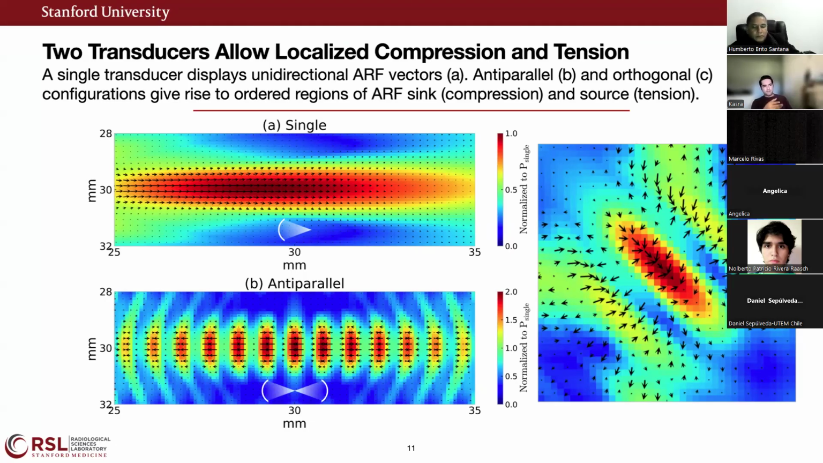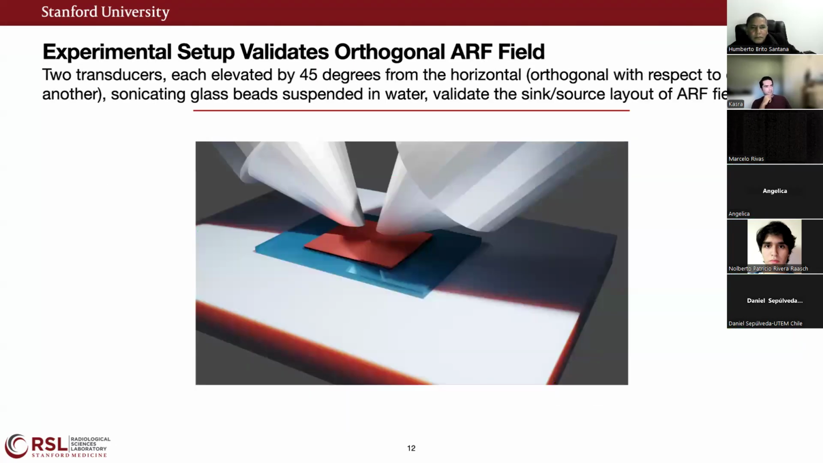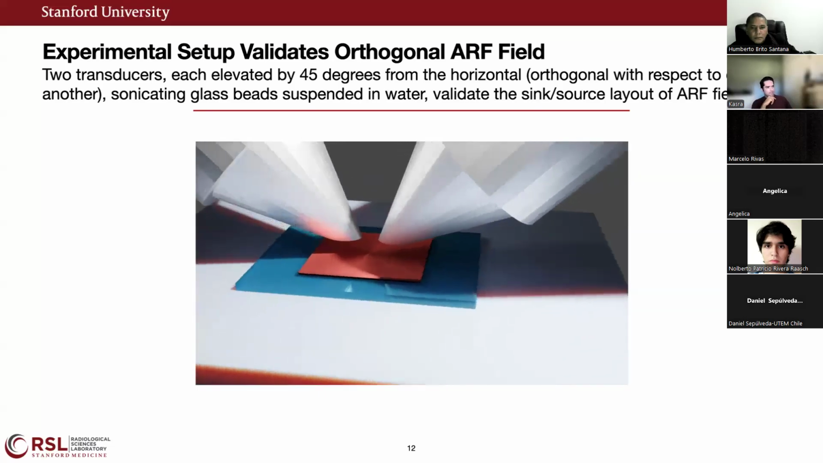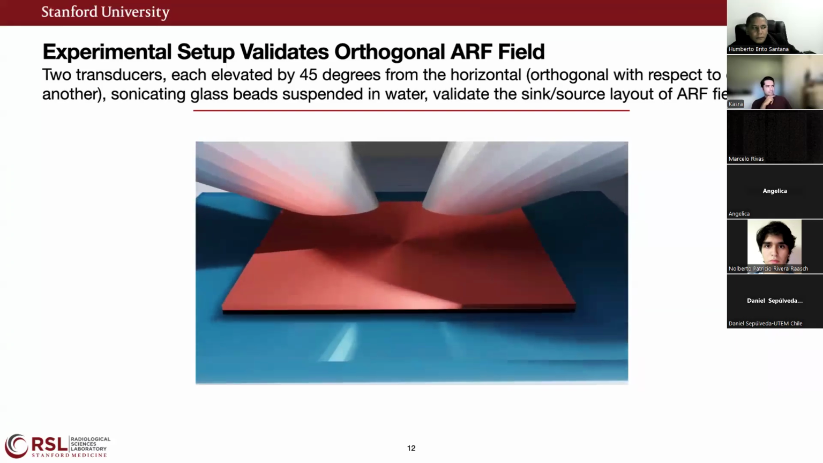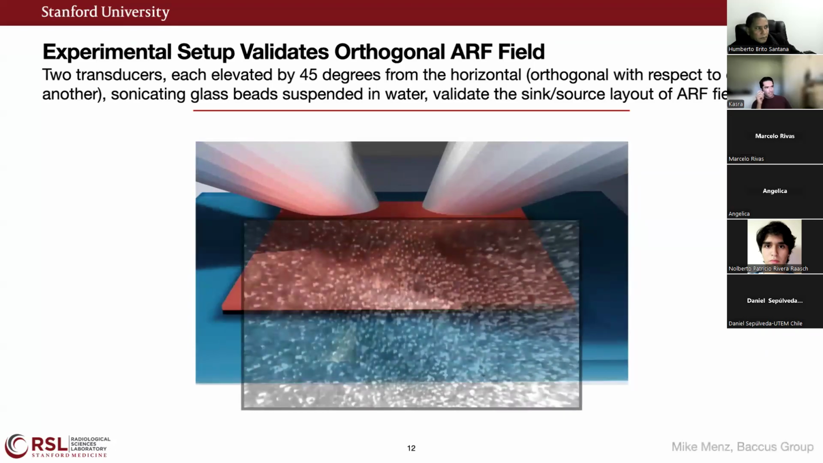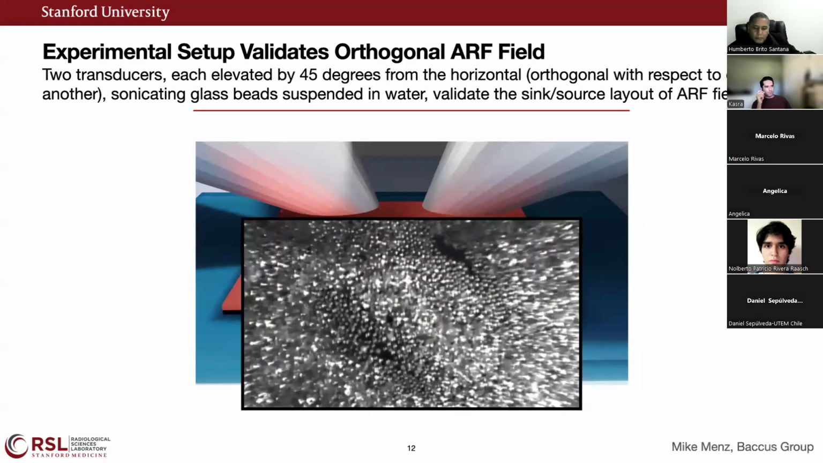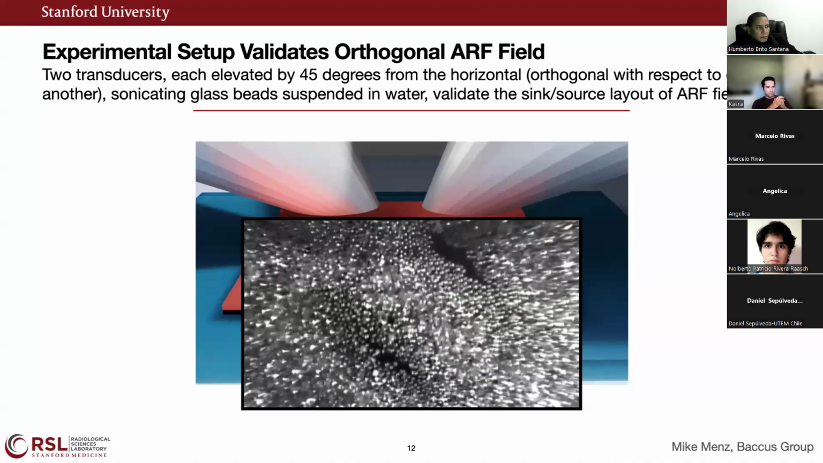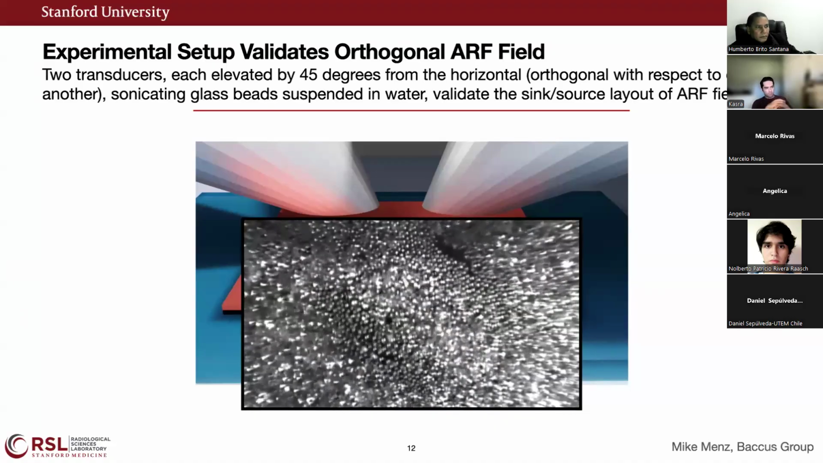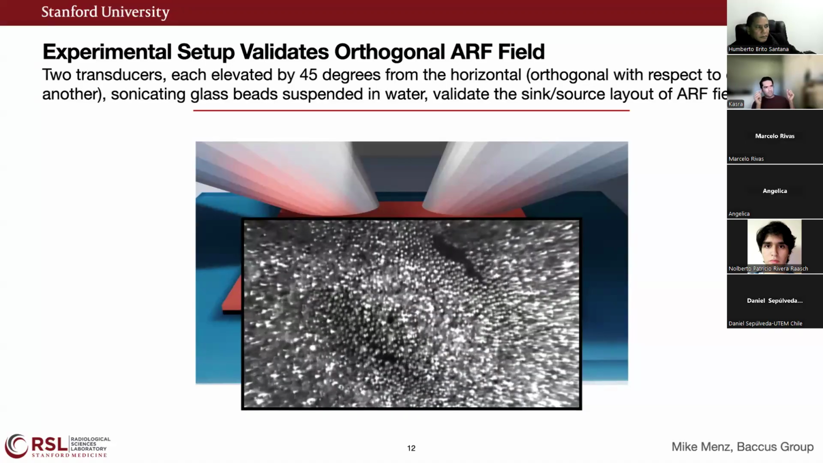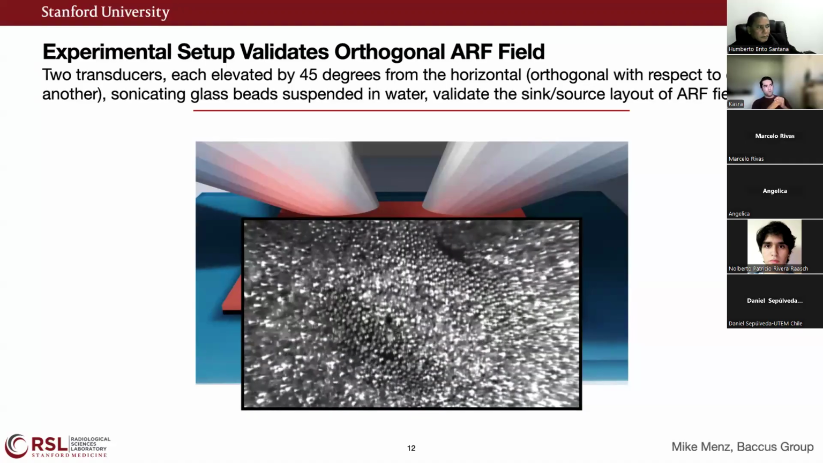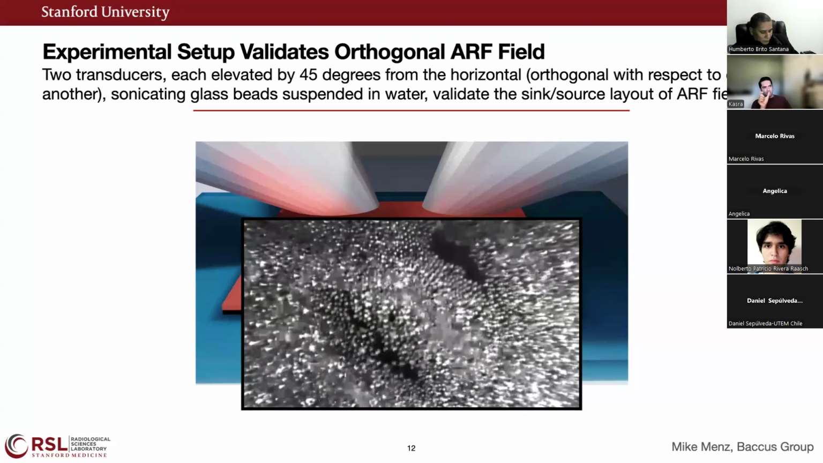We wanted to corroborate this with an experimental setup. So what our collaborator did was they placed 2 transducers. Each of them was elevated from the surface by 45 degrees, so with respect to one another, they formed a 90-degree angle. And then they suspended 50 micron glass beads in water, and they sonicated those. And what they observed was exactly what we were seeing in simulation. So these shiny particles that you see, these are 50 micron glass beads suspended in water. And each of these transducers is being driven at 1 megahertz, and the pulse duration is 100 milliseconds.